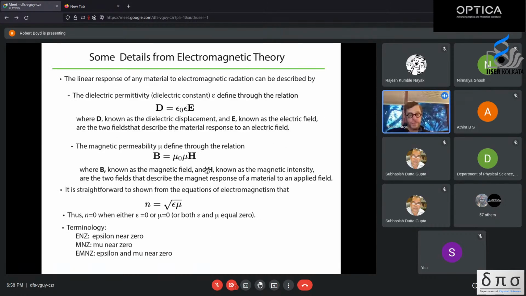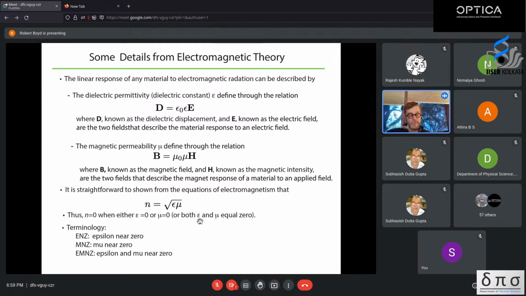Now, here, really all I'm doing is telling you what my definition is of the dielectric permittivity and the magnetic permeability. And it's straightforward to show from the equations of electromagnetism that the refractive index is the square root of epsilon times mu. And this tells us that the refractive index will vanish when either epsilon vanishes or mu vanishes or both of them vanish.